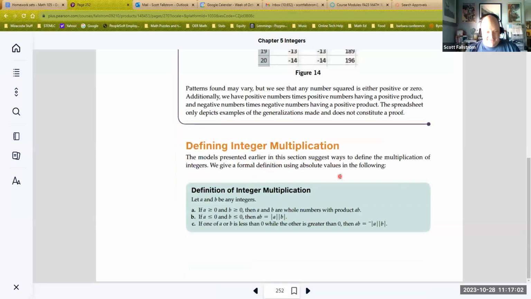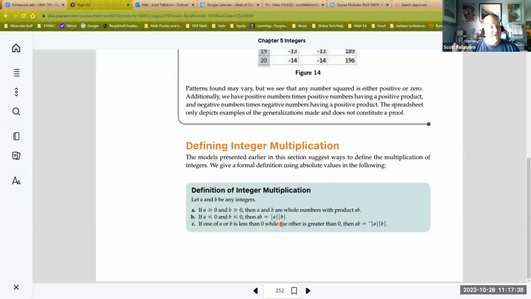I guess that's another way to do it. All right, so let's see here, defining integer multiplication. Now, again, those are models. When we try to define it, we want the definition to be free from the models. The models can represent the definition, but they should not be the definition. So the definition is, if you have 2 positive numbers, then you end up with a product A times B, because they're just whole numbers, just whole number multiplication. If both of them are negative, then A times B is the product of the absolute values.